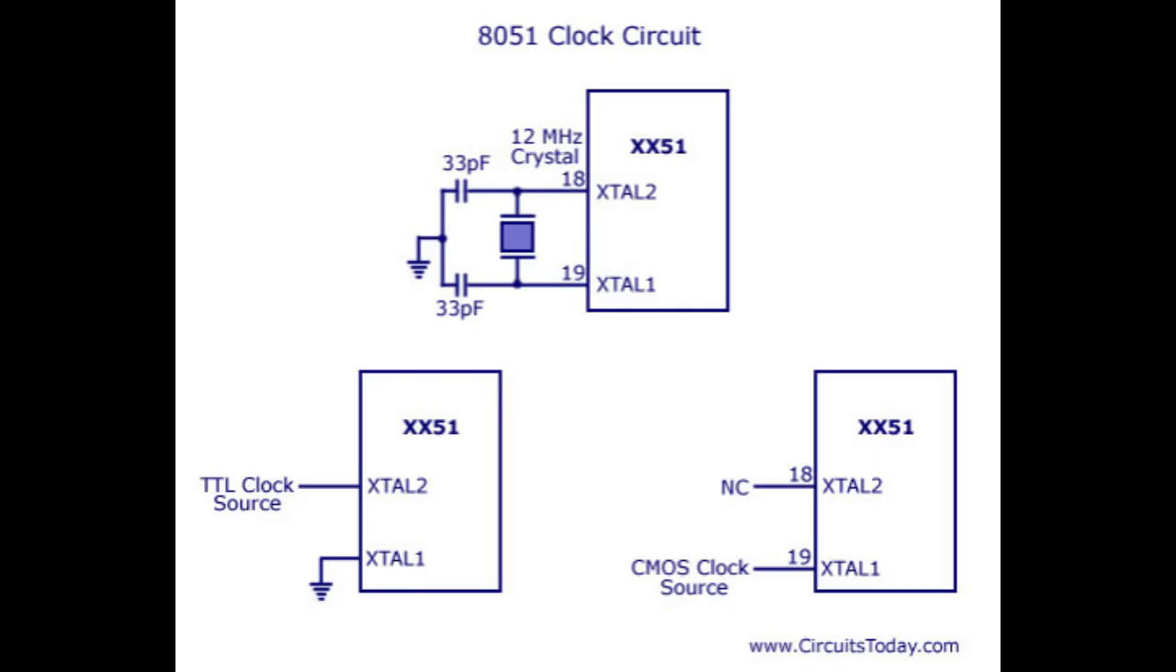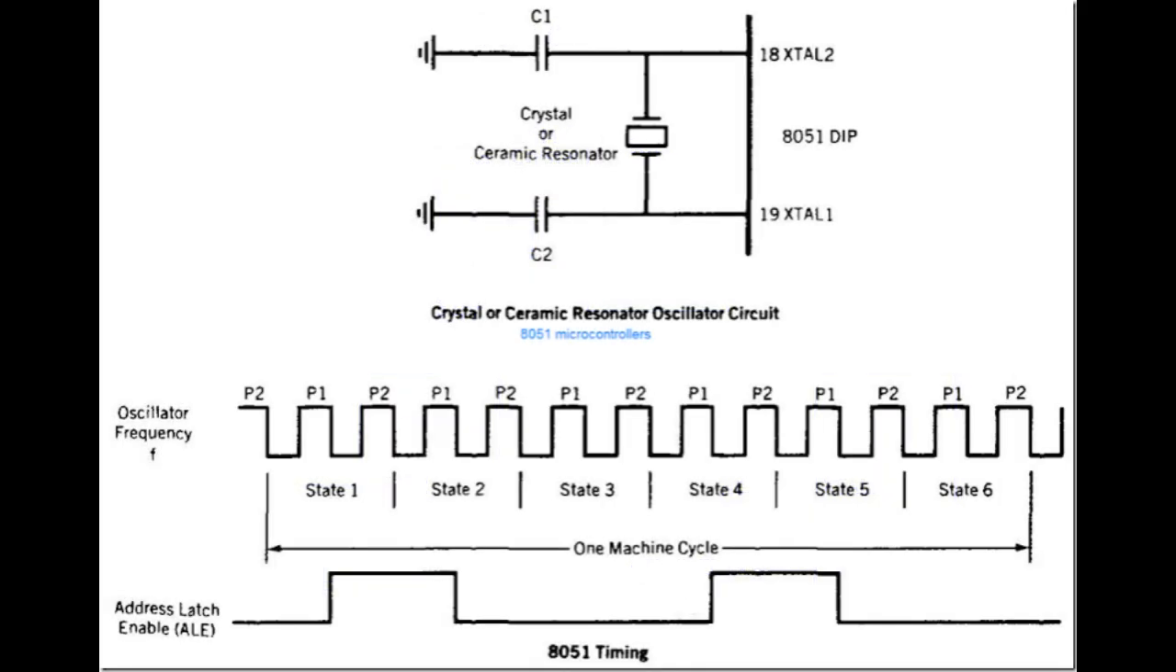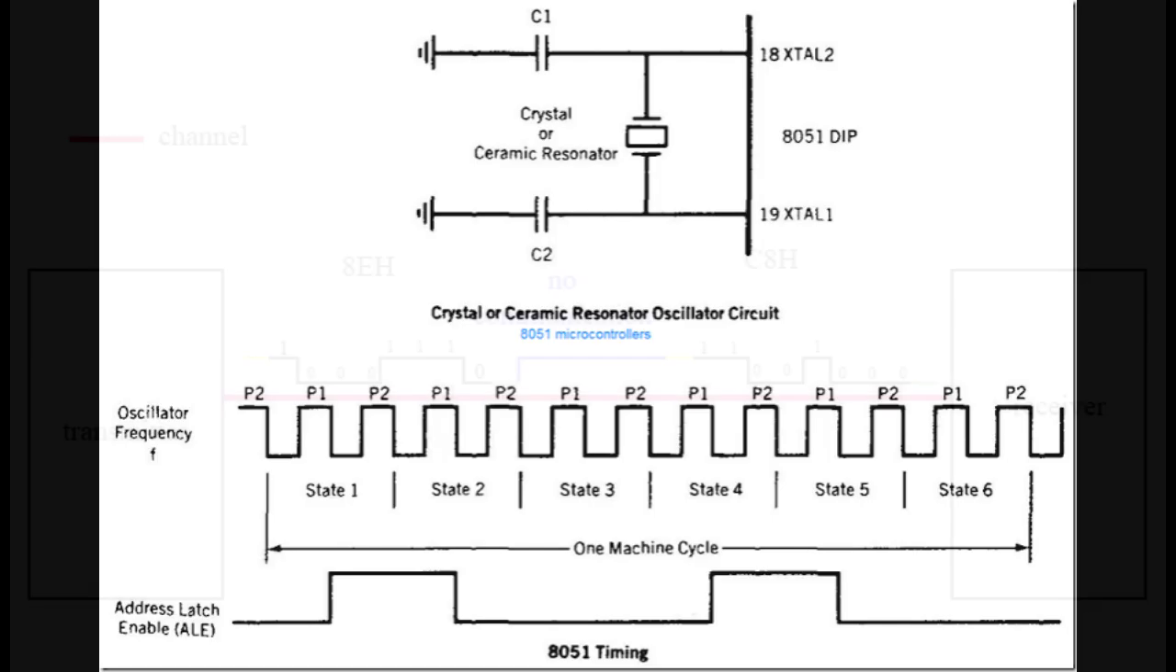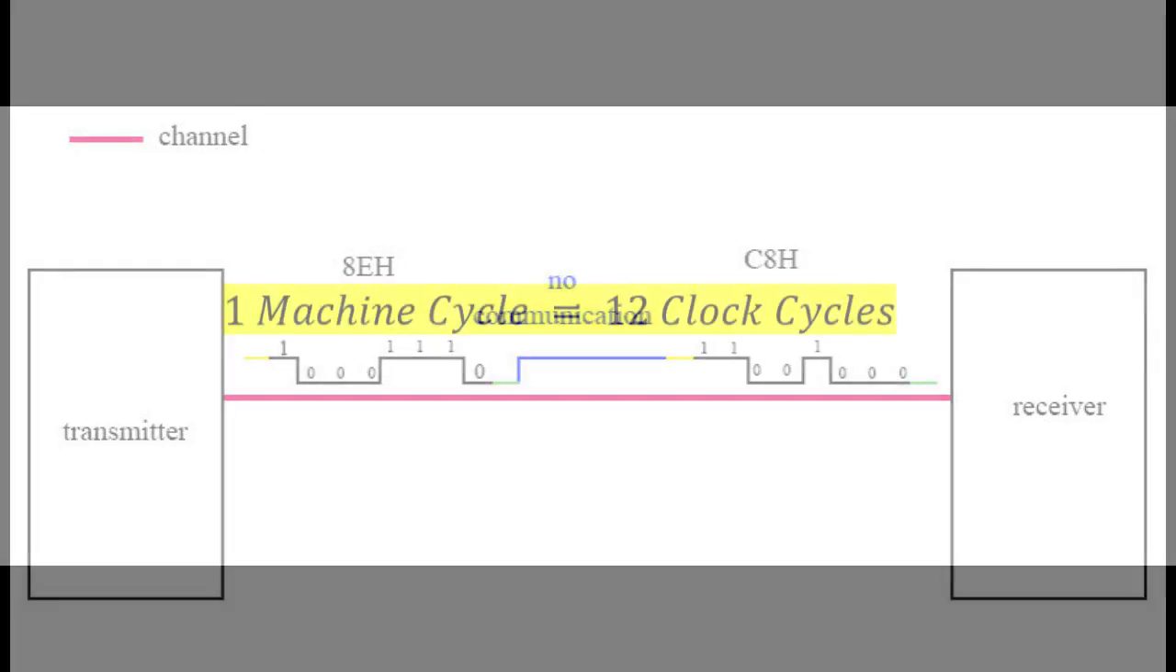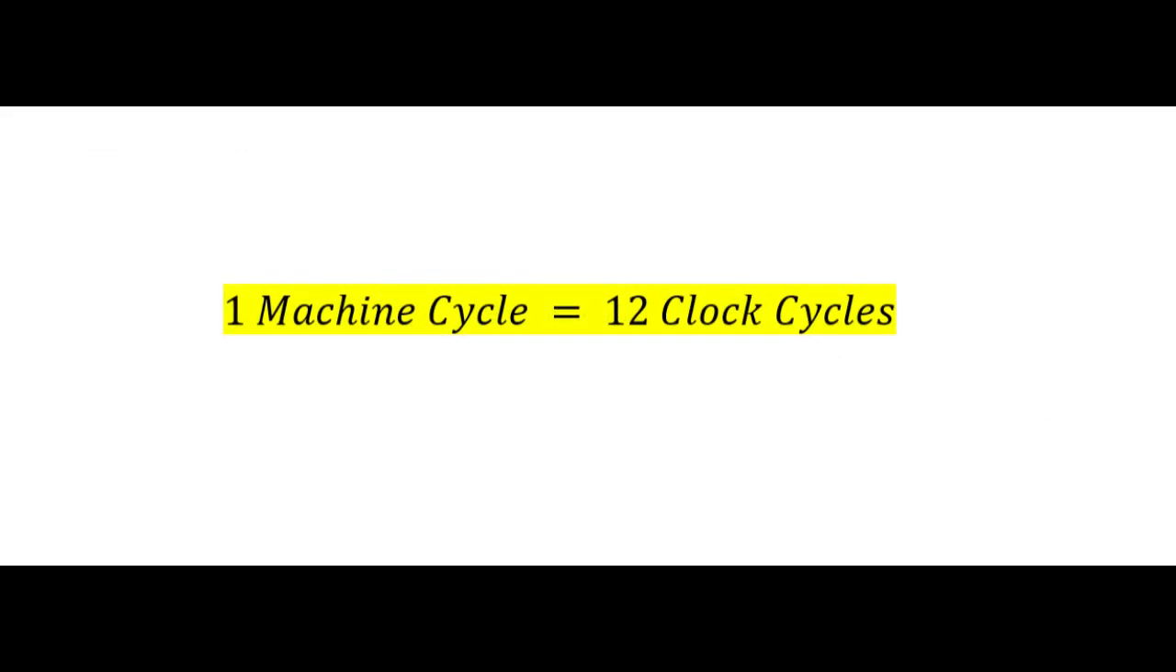How clock frequency is generated. In the 8051, the crystal is connected between XTAL1 and XTAL2 pins. When power is applied, the internal oscillator circuit activates. The crystal starts oscillating. A continuous clock waveform is generated. This clock is distributed internally to the CPU, timers, serial port, and control logic.